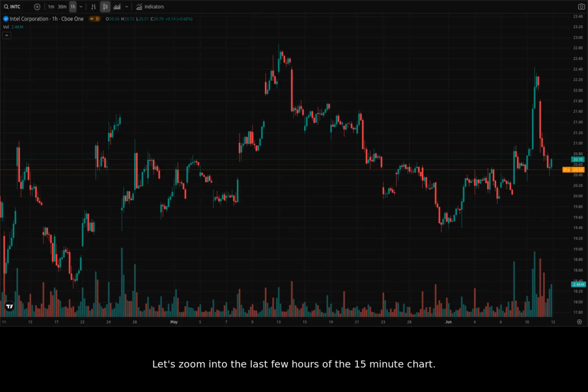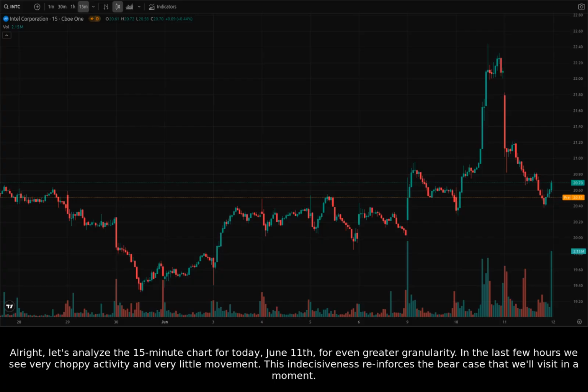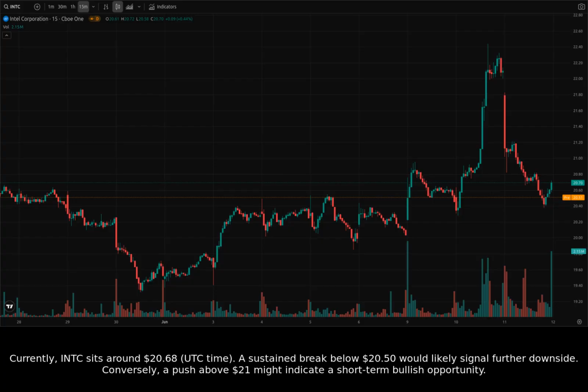Let's zoom into the last few hours of the 15-minute chart. Alright, let's analyze the 15-minute chart for today, June 11th, for even greater granularity. In the last few hours, we see very choppy activity and very little movement. This indecisiveness reinforces the bear case that we'll visit in a moment. Currently, Intel sits around $20.68 UTC time. A sustained break below $20.50 would likely signal further downside. Conversely, a push above $21 might indicate a short-term bullish opportunity.